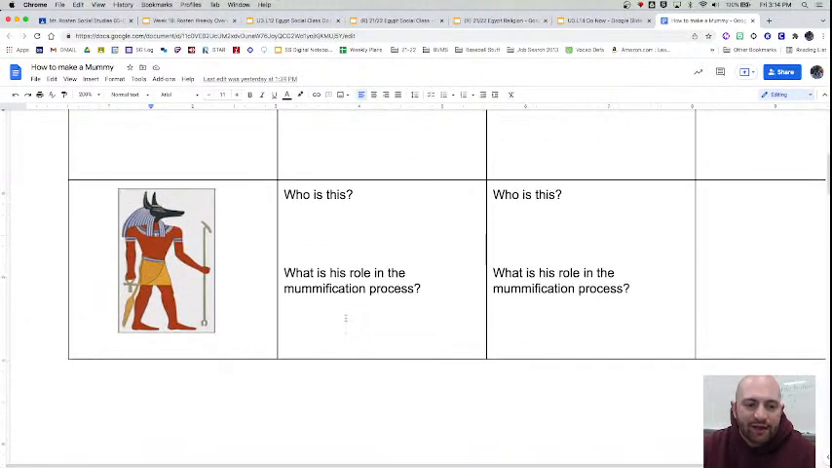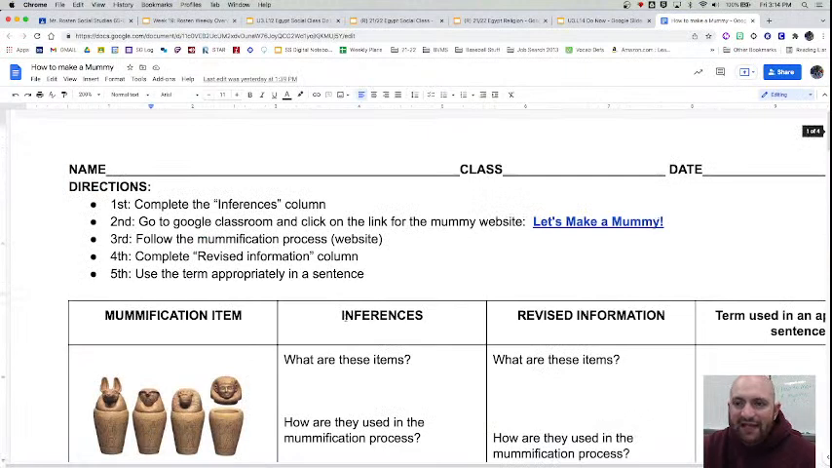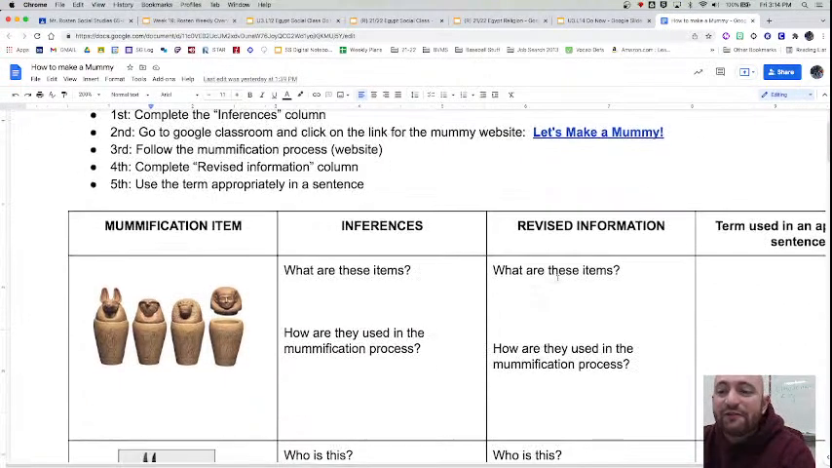So you went through and answered all the inferences, and then you visited the website Let's Make a Mummy, and you went through the mummification process. You mummified a pharaoh. Now, the pharaoh was unnamed. Some of you were unhappy with that, and for that I apologize. Next mummy that we make, the noble person, you get a name. So we went through the mummification process. We then revised our knowledge of what these items were or who they were and how they were used.